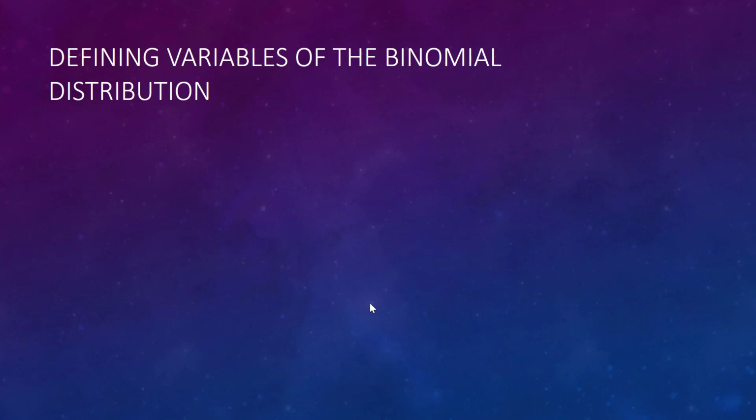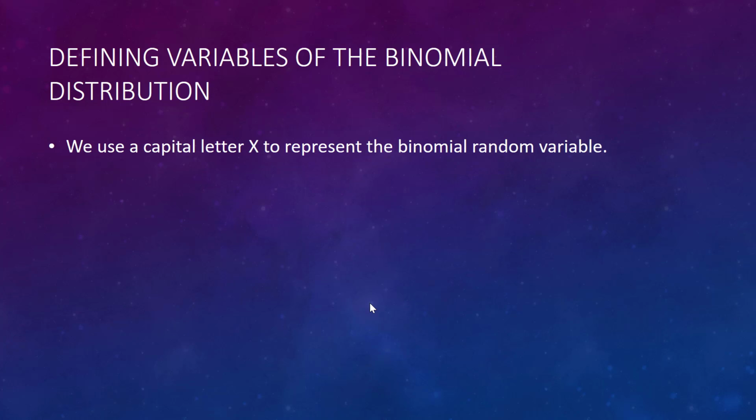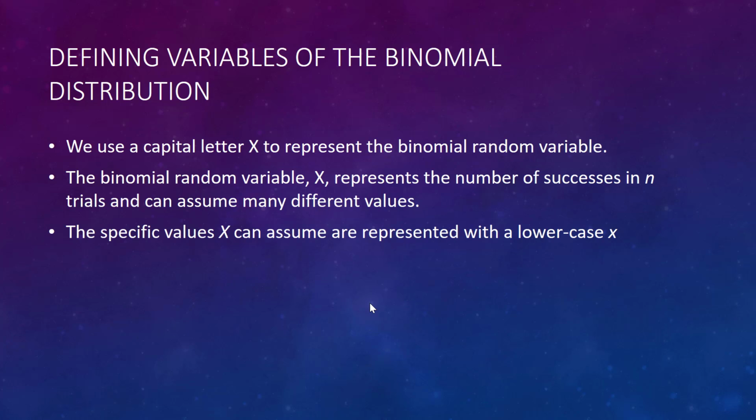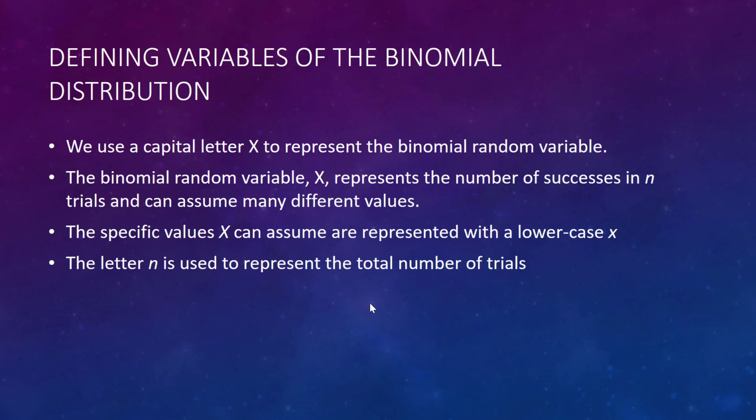Defining variables of the binomial distribution. We use a capital letter X to represent the binomial random variable. The binomial random variable X represents the number of successes in n trials and can assume many different values. The specific values X can assume are represented with a lowercase letter x. The letter n is used to represent the total number of trials, and the letter p represents the probability of success.